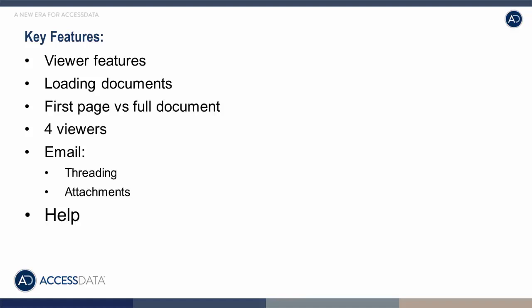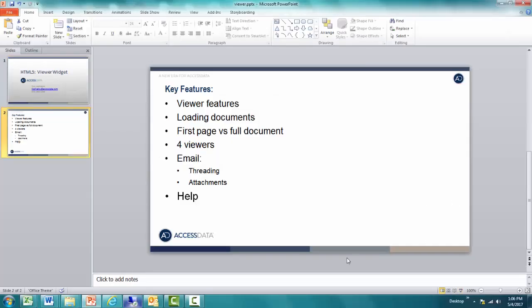We're going to go over the first page versus full document. This is a critical capability of the viewer. It allows for wicked fast viewing. I think you're going to be very happy with it, but it's something that does need to be explained. I'm going to talk about the 4 different viewers in the product. We're going to talk about email threading and help. So let's get right to it.